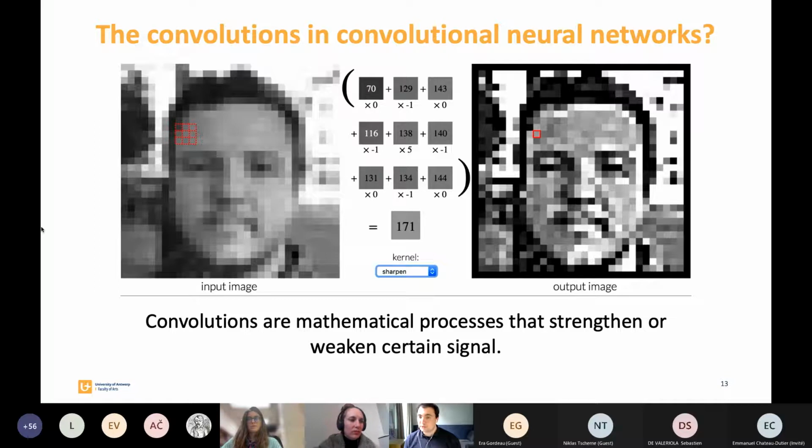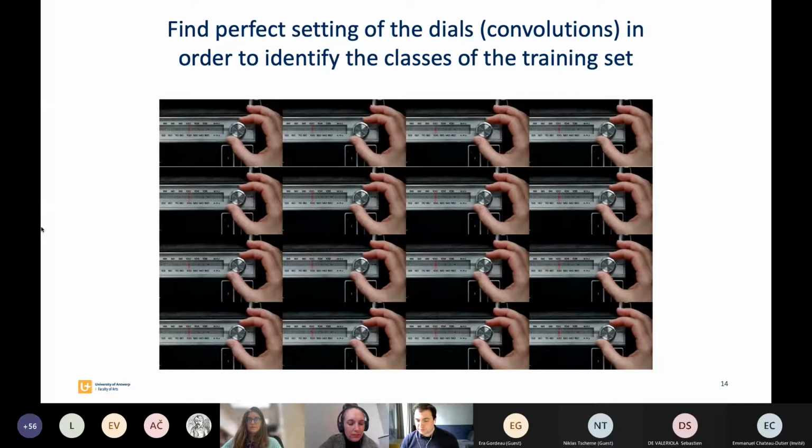And of course, many of you might be familiar with this sort of effect, for example, from the filters which you can find in Instagram and that sort of thing. It's exactly the same process. So in the end, a convolutional neural network tries to find the perfect settings of the dials of a set of convolutions in order to identify the classes of the training set. So we try to find the perfect settings of all these convolutions in order to best find a certain visual signal, for example, again, harking back to the earlier example of Abraham Lincoln.